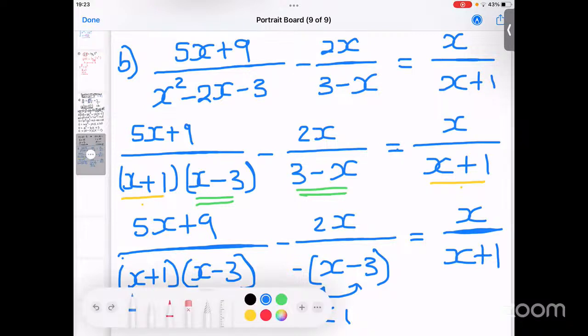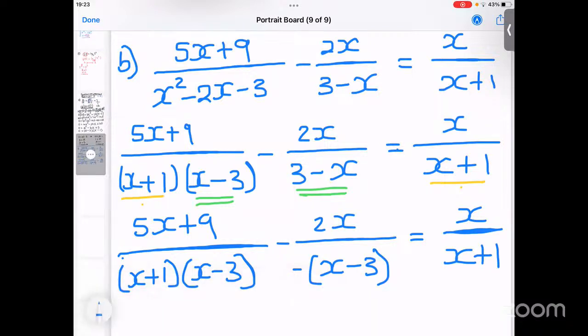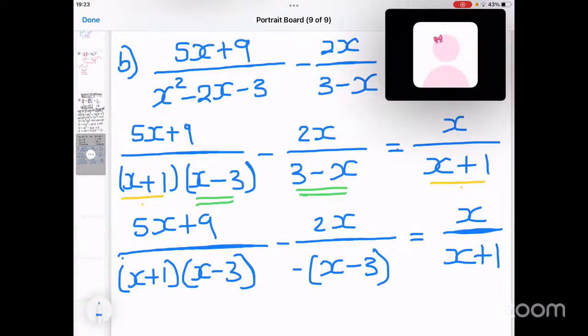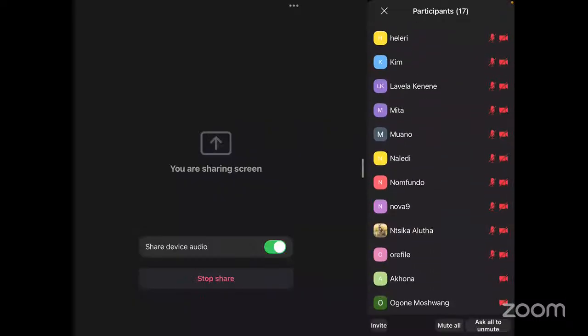Maybe before I go deep, let me just verify if you guys understood that part of manipulating that denominator, because this is the most important part. Guys, did you understand especially that part? Did you all understand? Yes, sir. Yes, sir.